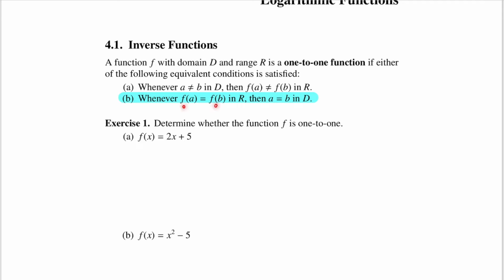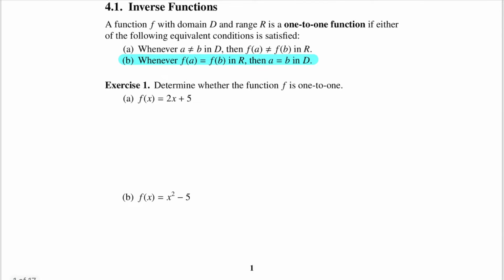Whenever f of A is equal to f of B in the range, that means that A has to equal B in the range. If that's true, then we have a one-to-one function. So let's apply that to this first problem.